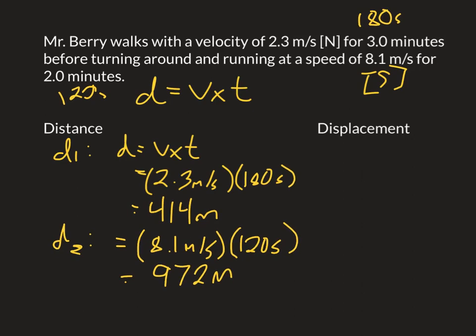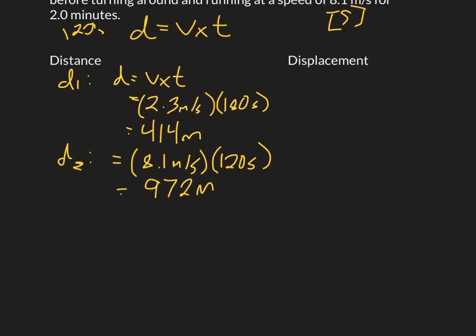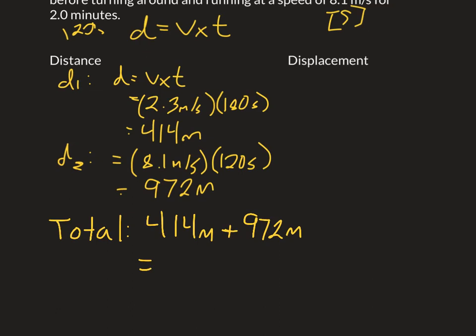I'm just going to zoom out a little bit to give myself a bit more space here. So we have 972 meters in that second step. So our total is just going to be adding those two together. So I'm going to go 414 meters plus 972 meters, which ends up equaling 1,386 meters.